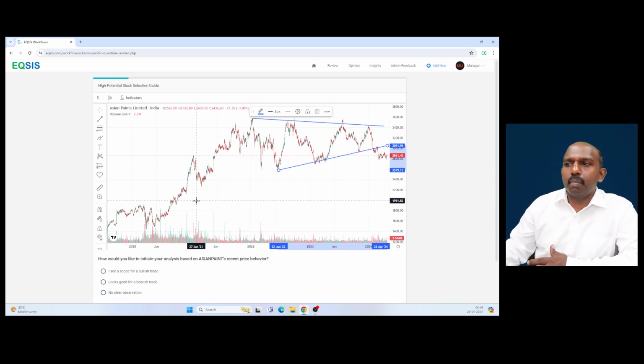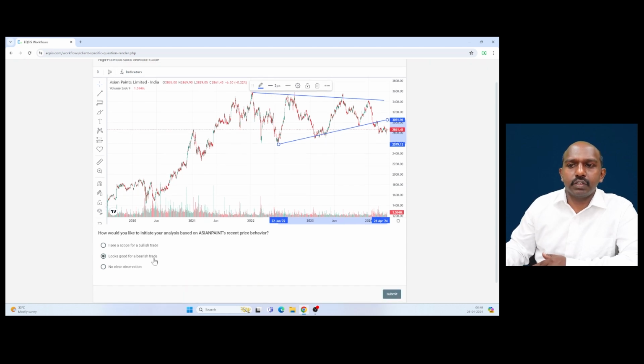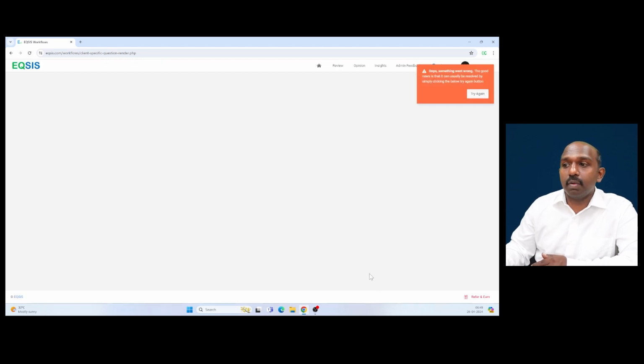But considering that consolidation, with a kind of convergence happening, we see a kind of triangle as well. And the stock did actually break the bottom. So we really want to see whether there are any bearish trade opportunities available. We are looking from this angle for a bearish trade from here, and to see whether it is tradable at this moment or not.